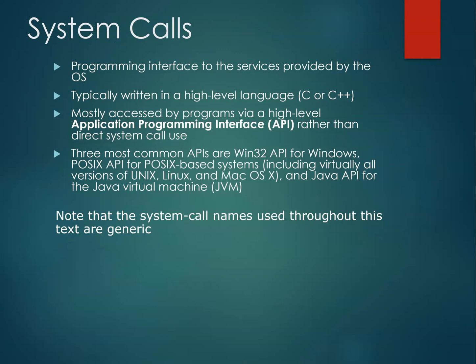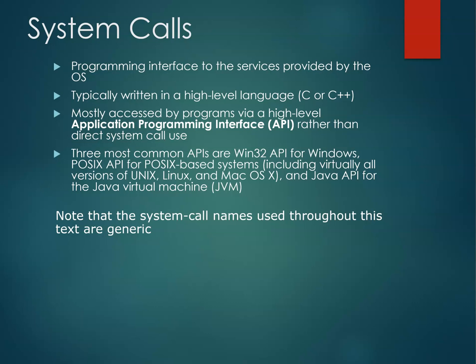So let's move on to system calls. A system call is a programming interface to the services provided by the OS. It's typically written in a high-level language like C or C++ or Rust, one geared to operating system implementation. You can do it in more managed languages like C# or Java, but that's not very typical. Mostly accessed by programs via a high-level API, application programming interface, rather than direct system call use. You don't call the actual calls in the machine code, you have an API wrapping it.